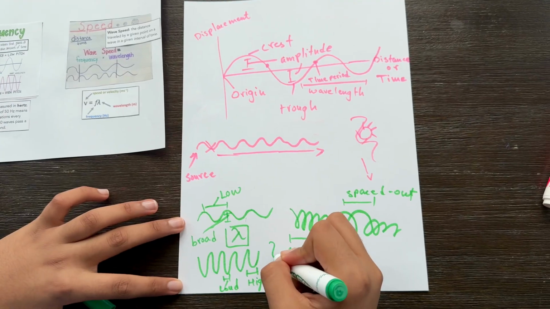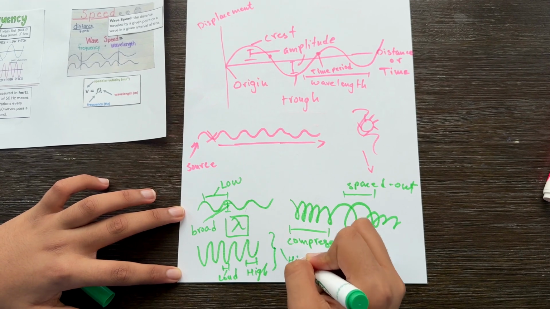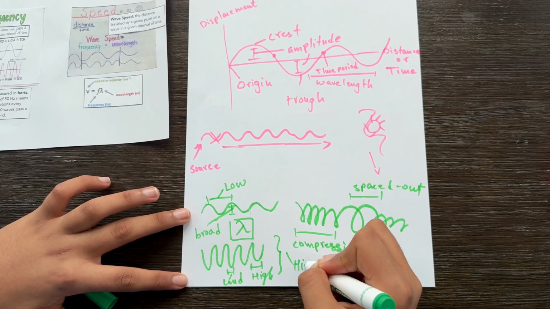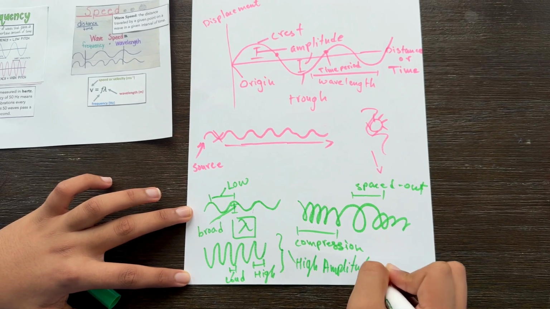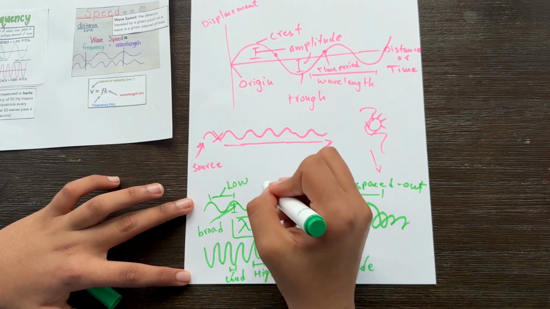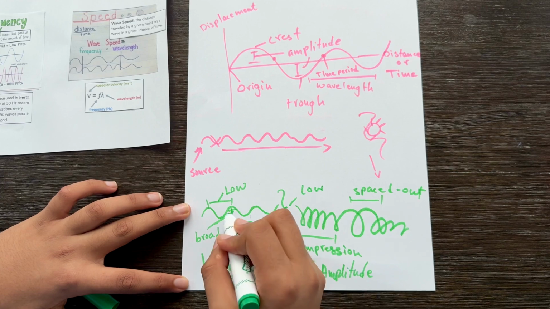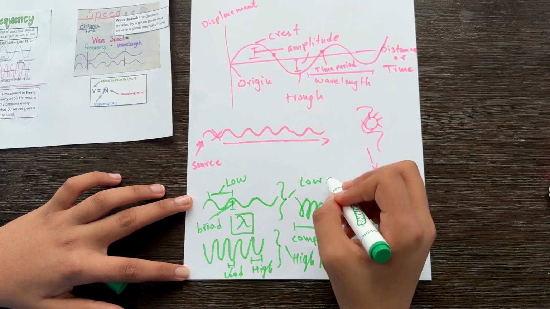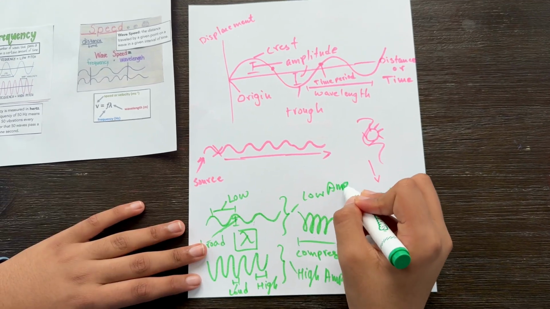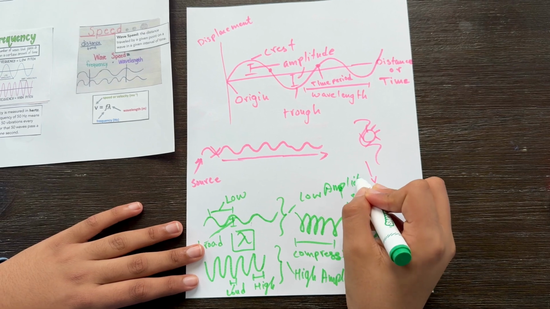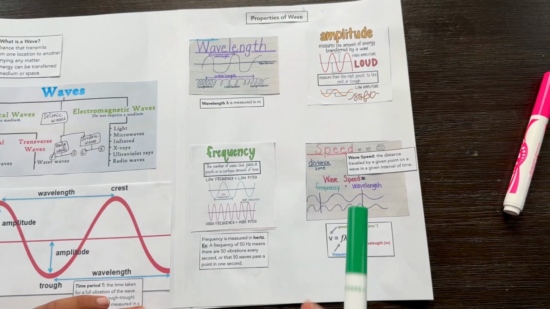So this here would have a high amplitude. And a high amplitude means high energy, but this part over here has a low amplitude because the wavelength is very broad. So it has a low amplitude, or in other words, low energy. And then lastly, we have speed.